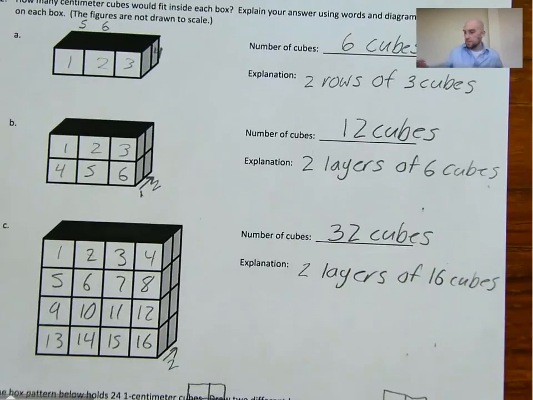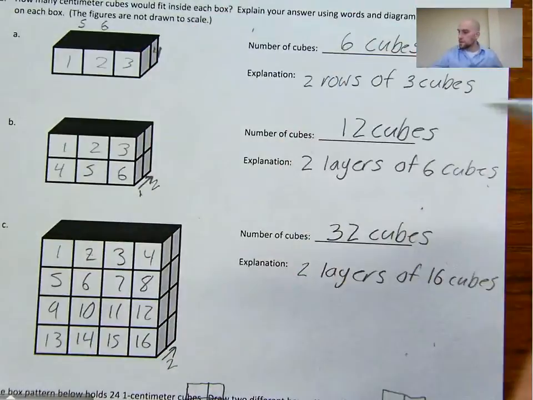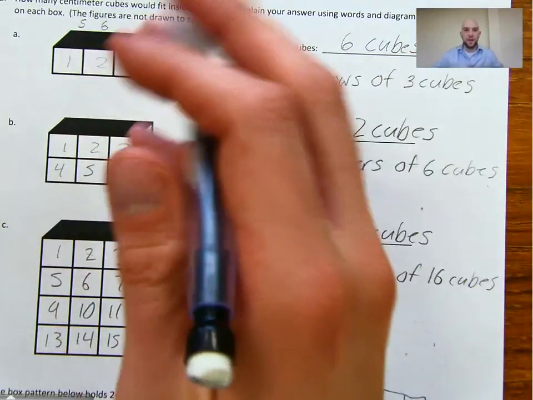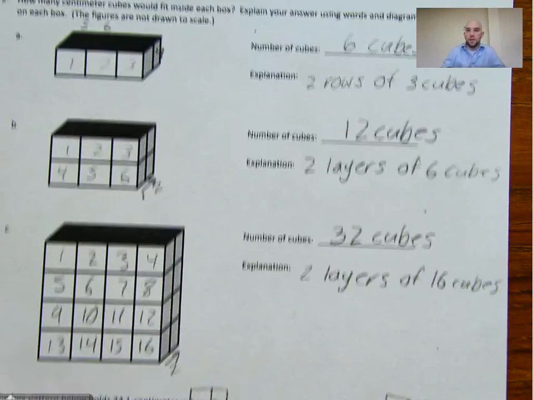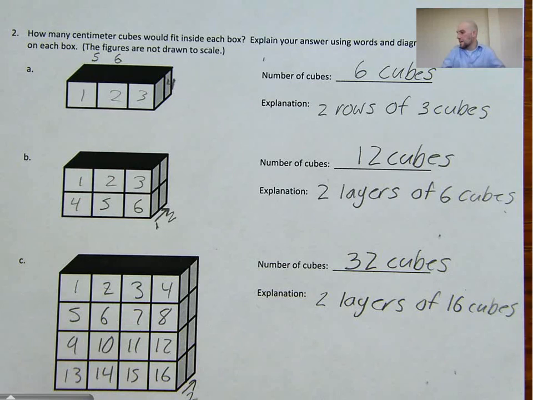But the idea we want to get is that when we stack cubes inside of these boxes, we have 6 cubes. Well, that's 6 cubic centimeters because we have each one of those, or cubic units. In this case, it's not necessarily centimeters, it's units.